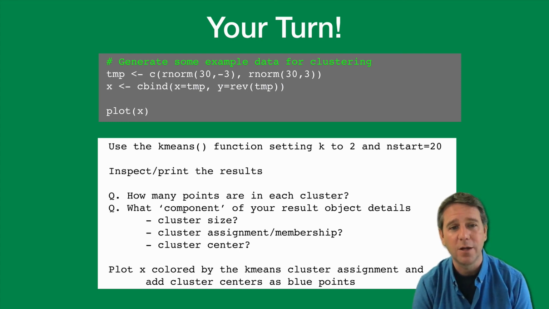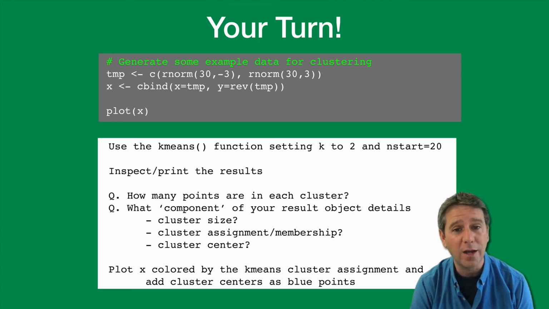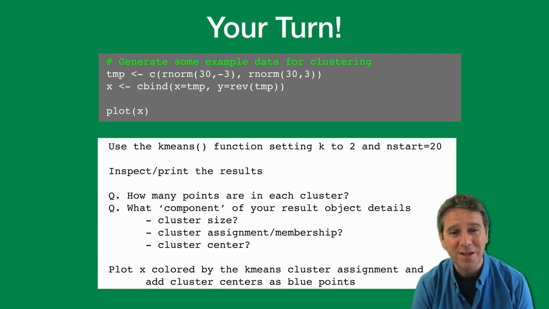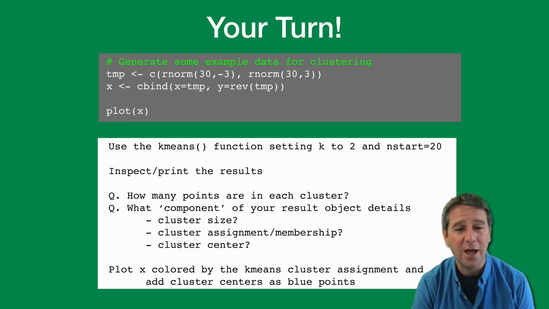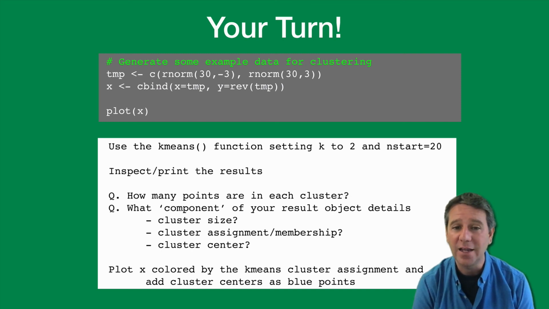And then we're going to try and answer these questions. Run K-means, inspect the results. What is the result object returned by K-means? How many points are in each cluster according to K-means? What component of your result object, that's the thing that R gives you back, tells you about the cluster size? That would be the number of members within each cluster. Which one tells you the cluster assignment or membership, so which points belong to which cluster, and how would you find out where the cluster center is? And what I want you to be able to do is to plot x again, but colored by the results of K-means, colored by the cluster assignment, and add the cluster centers as blue points on it.